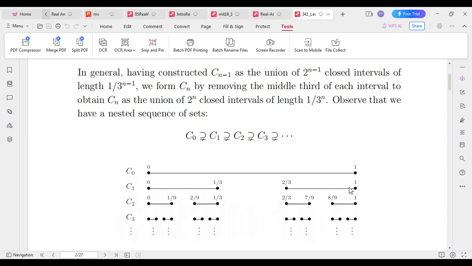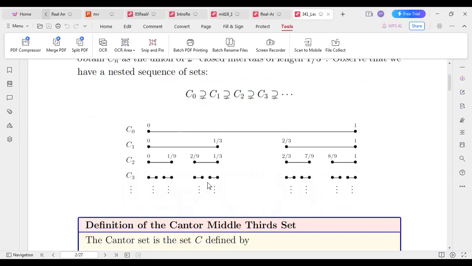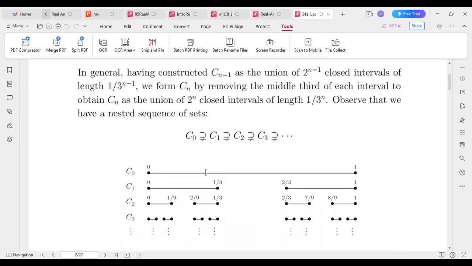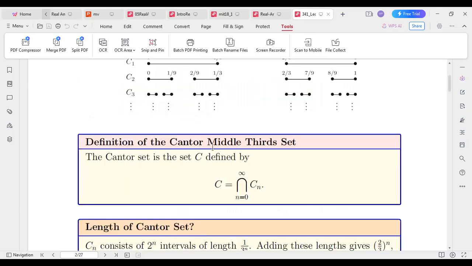In this closed interval we are taking another closed interval: 2/3, 7/9, 8/9, 1. Proceeding in this way, we get the next nested sequence of sets. Now, the definition of the Cantor middle third set. The Cantor set C is defined by C equals the intersection of the collection of Cn, where n equals 0 to infinity.